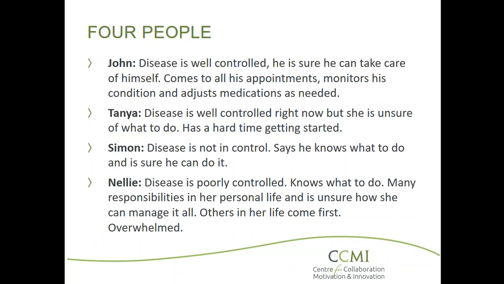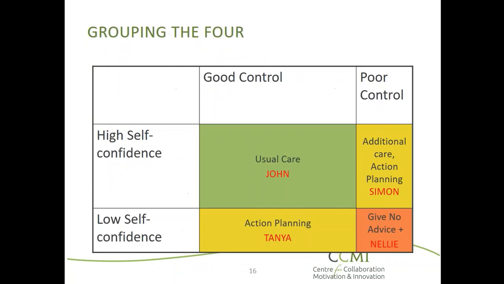Simon, disease is not in control, says he knows what to do and is sure he can do it. So this is a situation where we have poor control, but Simon knows exactly what to do. So we can take advantage of that high self-confidence and find out from him what are the issues that keep him from managing his health so that he is in good control, and then address those issues with brief action planning.